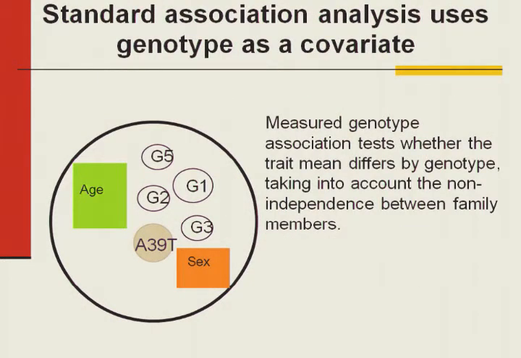Okay, so the standard association analysis in the variance component model is essentially treating genotype as a covariate, really. It's testing whether the trait mean differs by genotype, which is exactly the sort of thing we described earlier when we were talking about those A's and D's. The advantage of this model over just doing a regression in your standard stats package is that if you've got families, it's taking into account the non-independence between family members.